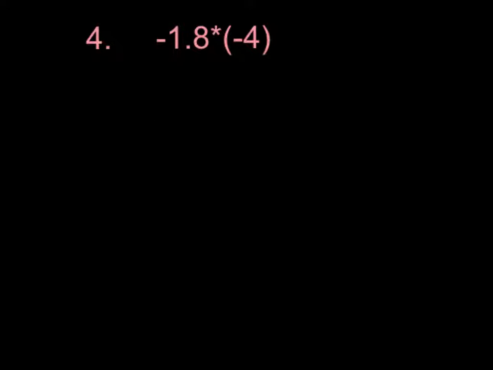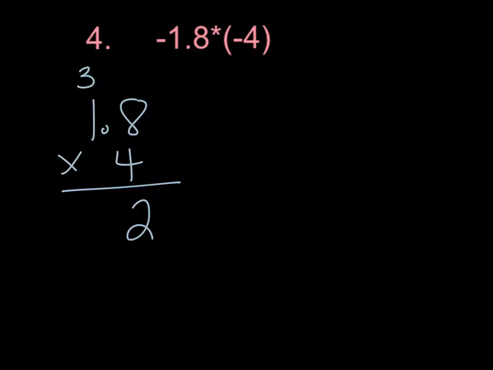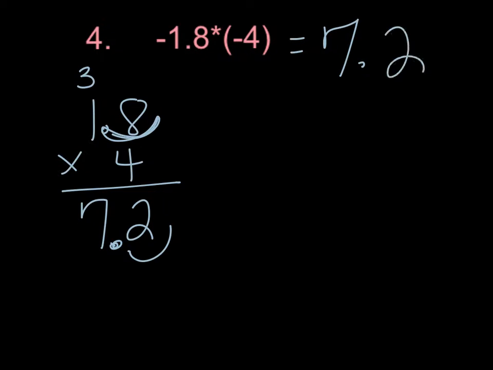Moving on to number 4, I know a negative times a negative is a positive. So I'm not going to worry about my signs anymore. I'm going to multiply 1.8 times 4. 8 times 4 is 32. 4 times 1 is 4, plus 3 is 7. I have 1 swoop here, so I'm going to swoop over 1 here. So my answer is positive 7.2.